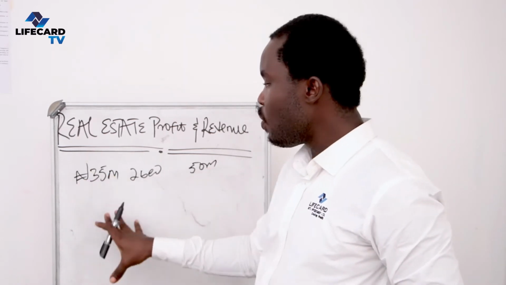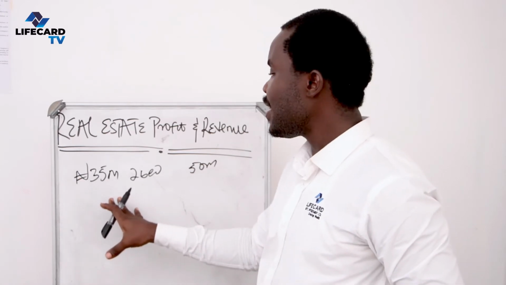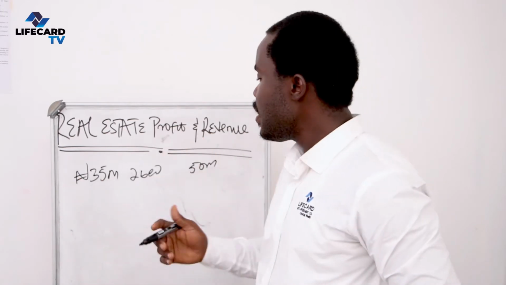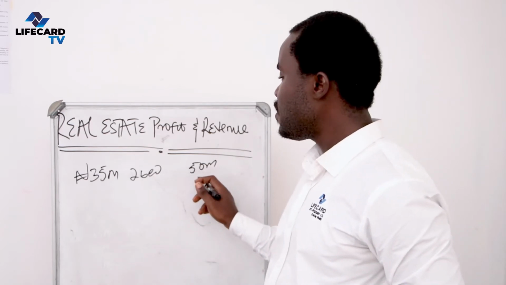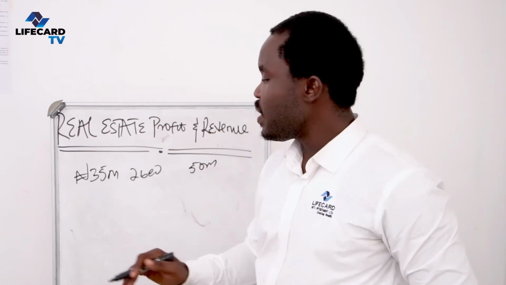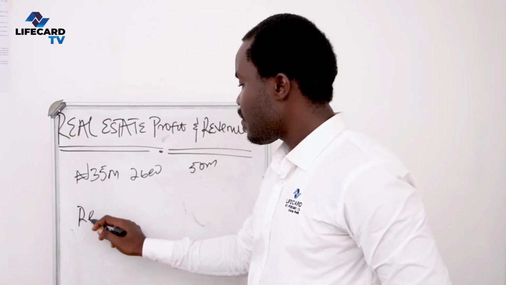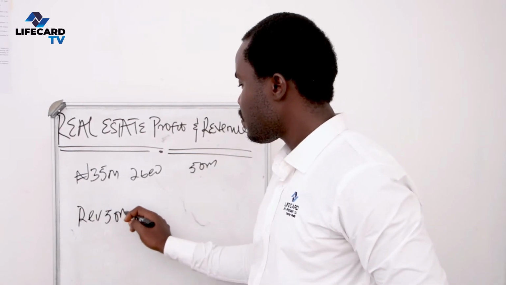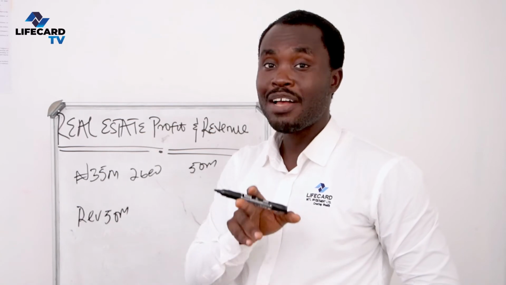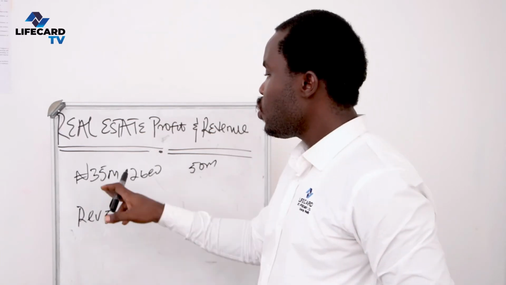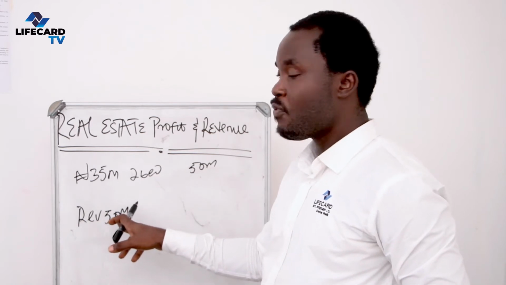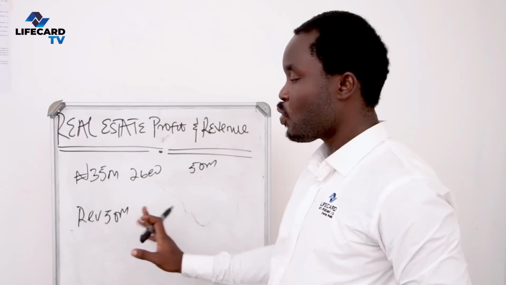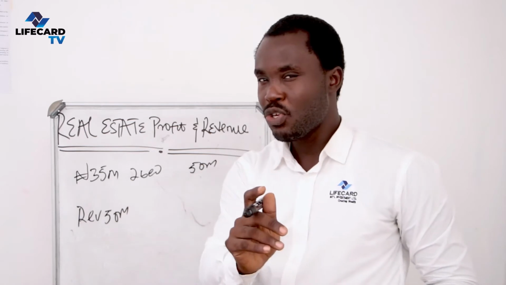Now, once you are done with this and you decide to sell, or what you call flipping, when you sell it at the current market price of 50 million, the revenue you get in is 50 million after you have sold. Remember, you bought at 35 million and now you are selling for 50 million. So this is your revenue because this is all the amount that came in after you have sold.